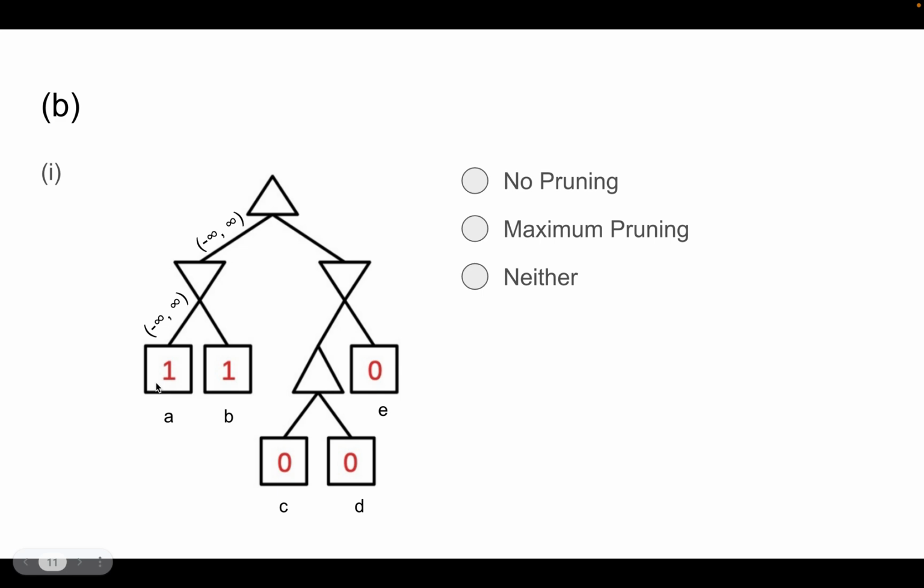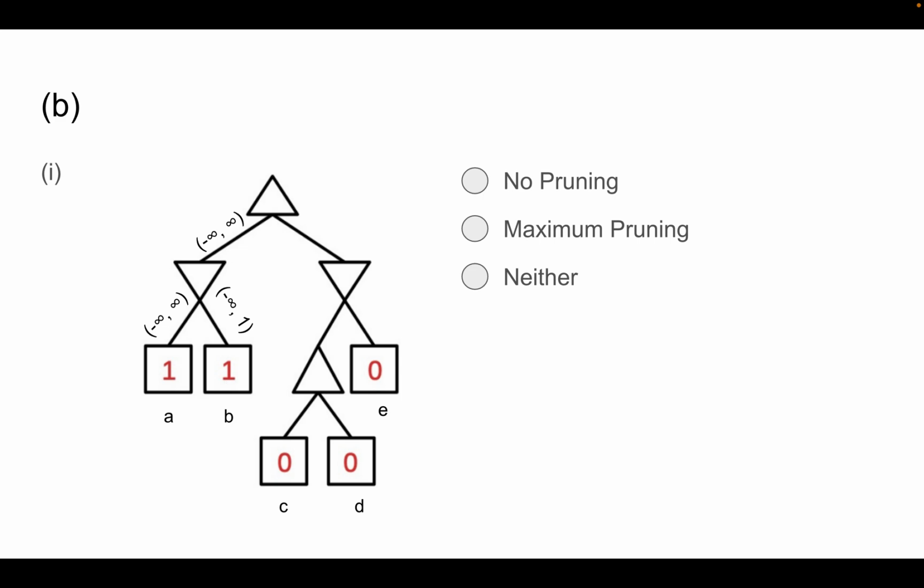Based on that, and since its parent is a min node, we're going to update the value of beta. The min node can take on any value between negative infinity and 1, because it sees 1 as its left child. So the min node is only going to prefer some other value if it's less than 1. That's what we're going to pass on to this min node's right child.